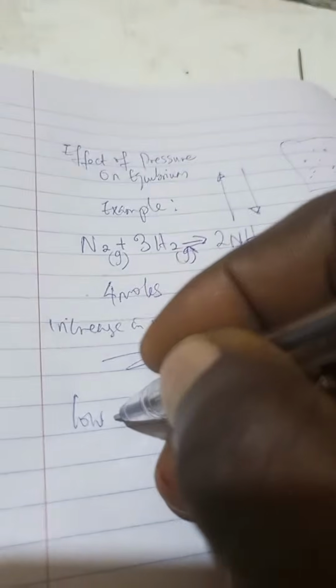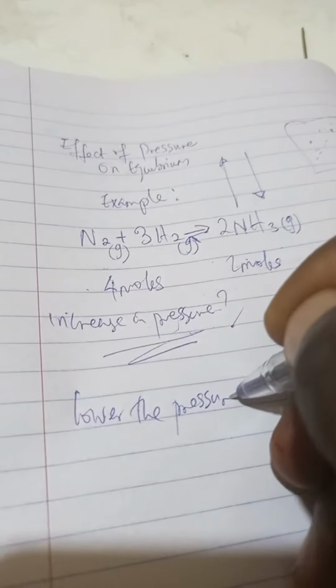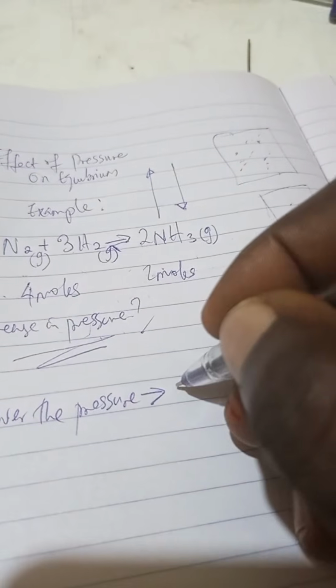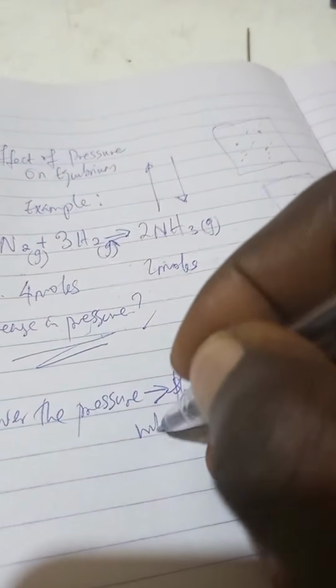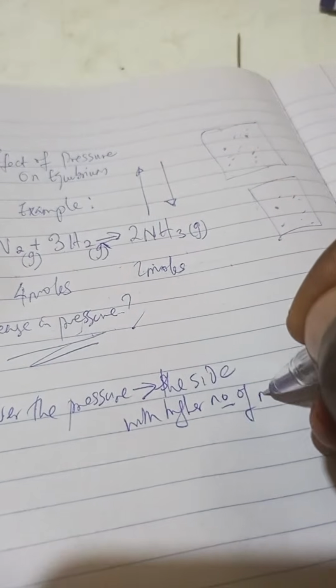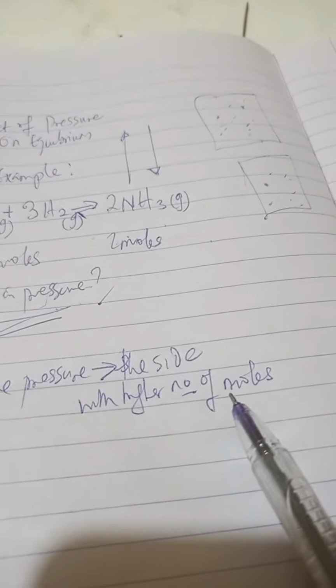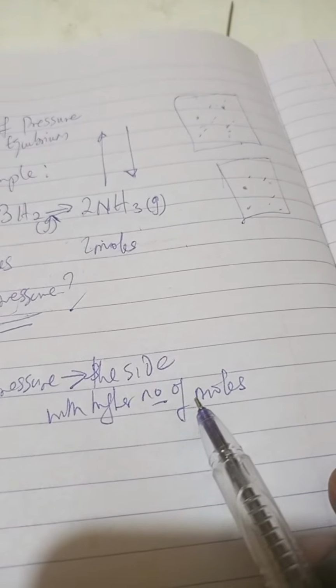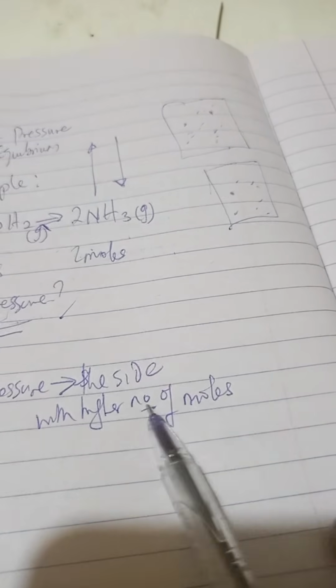Hope you understand. But what if I lower the pressure? Where will it favor? It will favor the side with higher number of moles. Take note. Favor the more moles. Blessing, you're correct. More moles. Thank you.